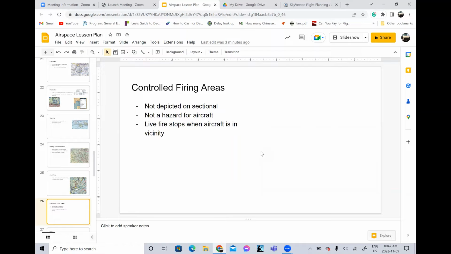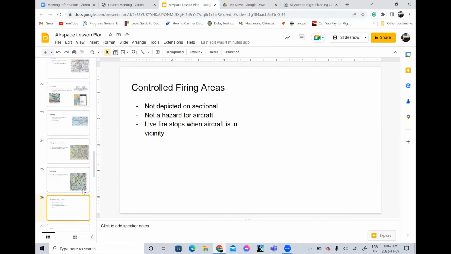The last special use airspace we're going to cover is controlled firing areas. This is actually one of the safest special use airspaces. One of the first things you've got to realize is that controlled firing areas are not depicted on a sectional chart, as it's not a hazard for aircraft in the area. How a controlled firing area operates is they'll have live fire, but if an aircraft is detected flying near the area, all live fire stops until the aircraft leaves the vicinity.